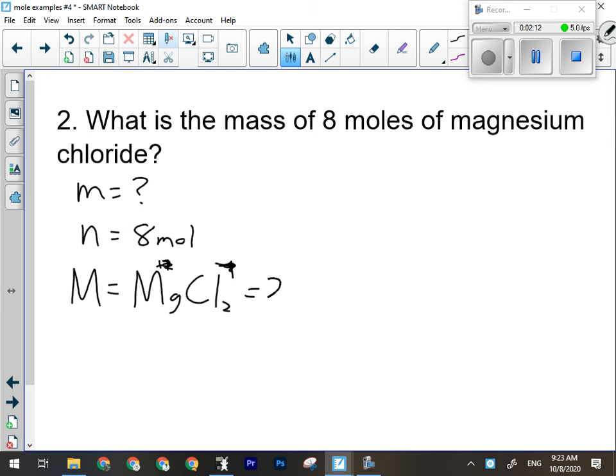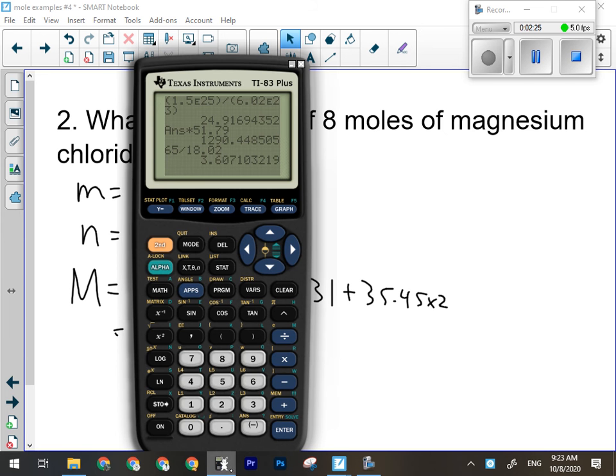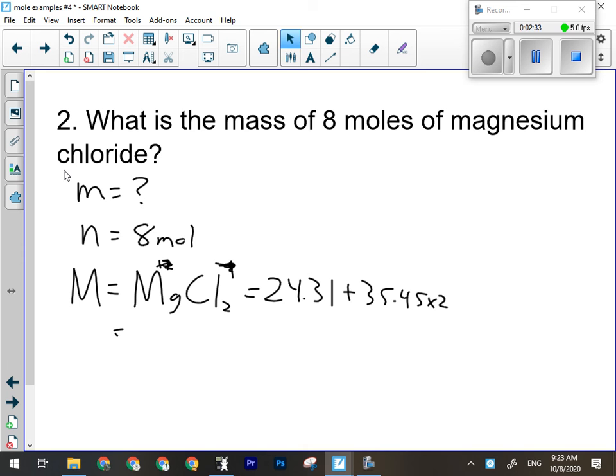All right, so that'll be 24.31 for our magnesium, there's only one of it, plus 35.45, that's our chlorines, times 2. So molar mass, 95.21 grams per mole.